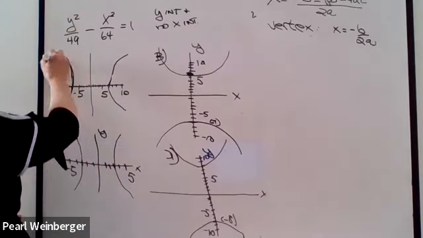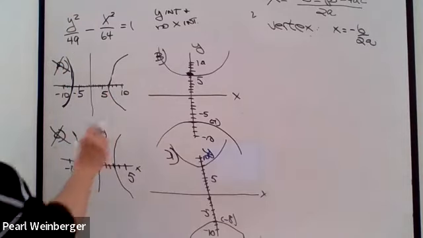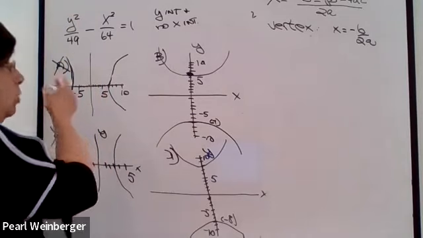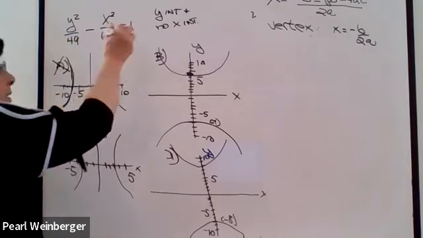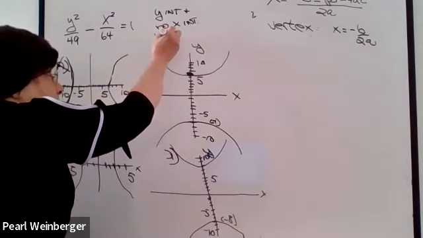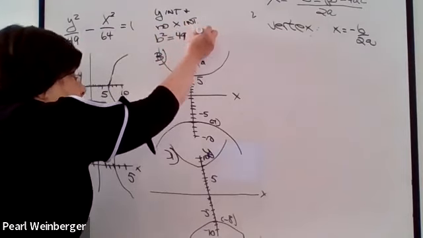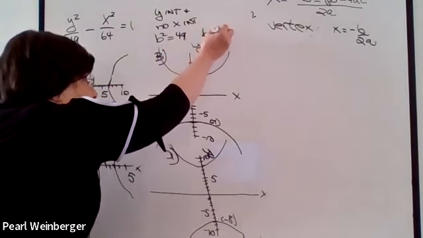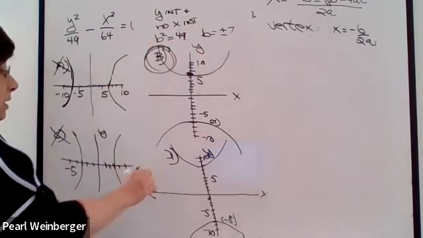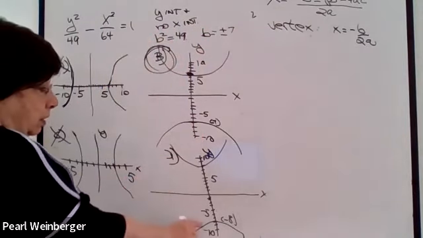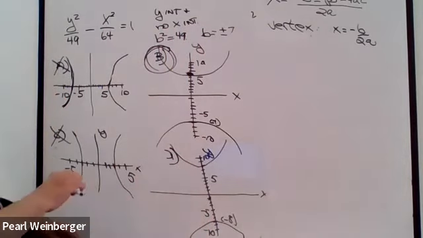So right away I can cross out choices A and C. Now the question is, what are my y-intercepts going to be? So I have to look at the number that's underneath the y, which means the b squared, which is 49, is telling me that my y-intercepts are plus or minus 7. So obviously they have to be choice B. Choice D is wrong because it has y-intercepts of plus or minus 8.